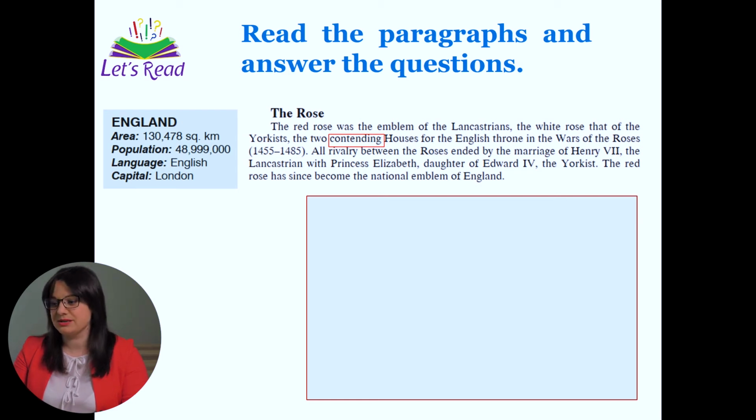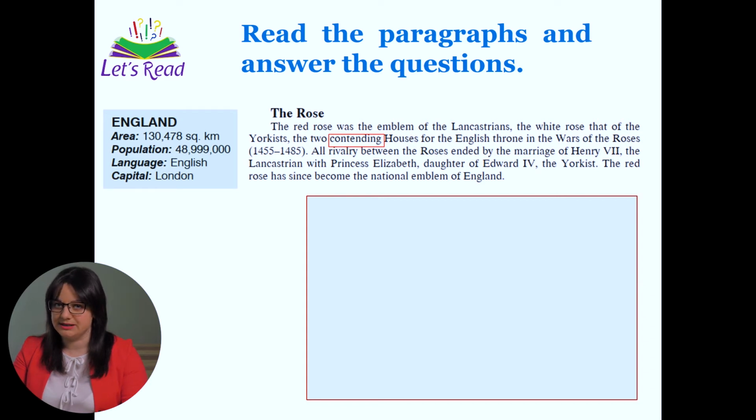The red rose was the emblem of the Lancastrians, the white rose that of the Yorkists, the two contending houses for the English throne in the Wars of the Roses, 1455–1485. All rivalry between the roses ended by the marriage of Henry VII, the Lancastrian, with Princess Elizabeth, daughter of Edward IV, the Yorkist. The red rose has since become the national emblem of England.